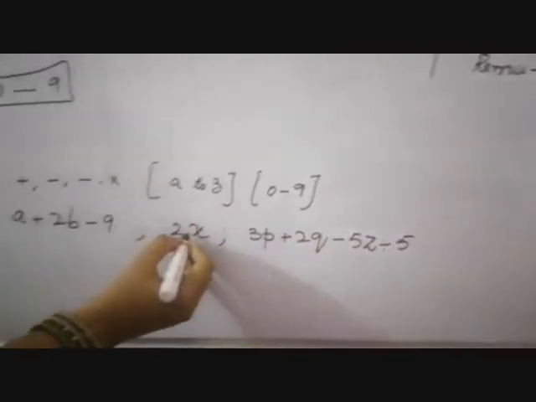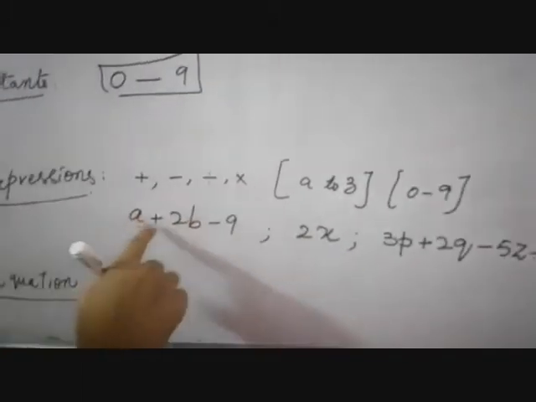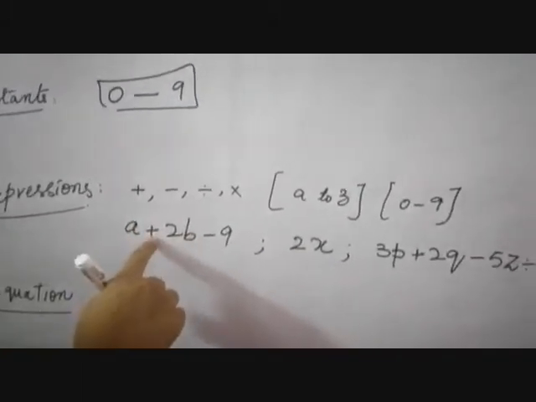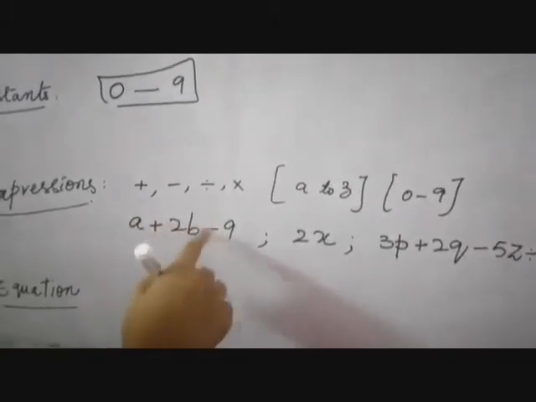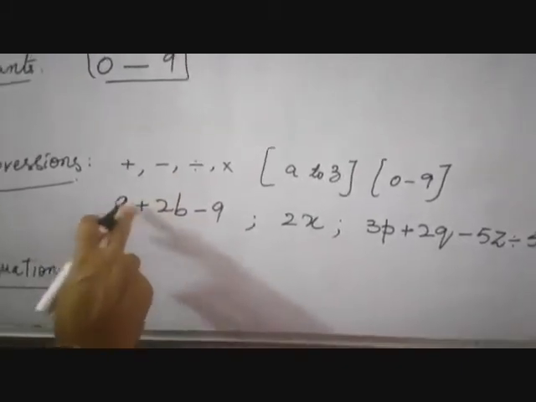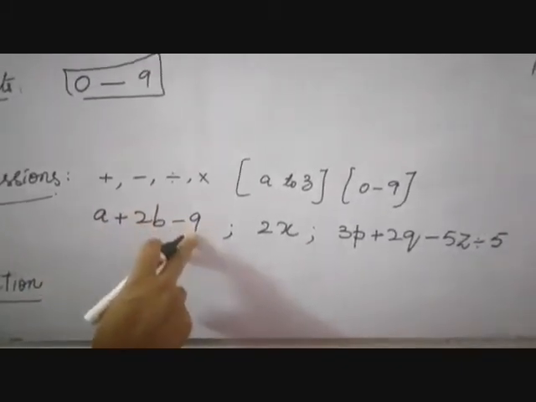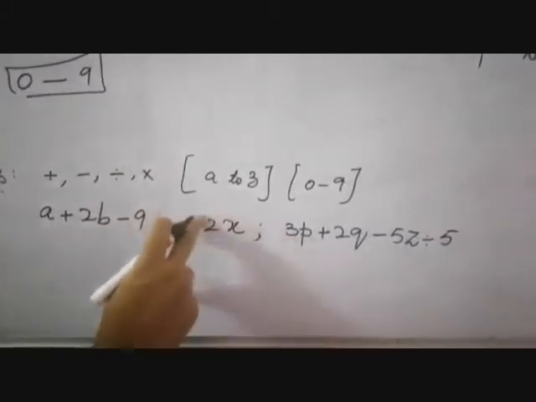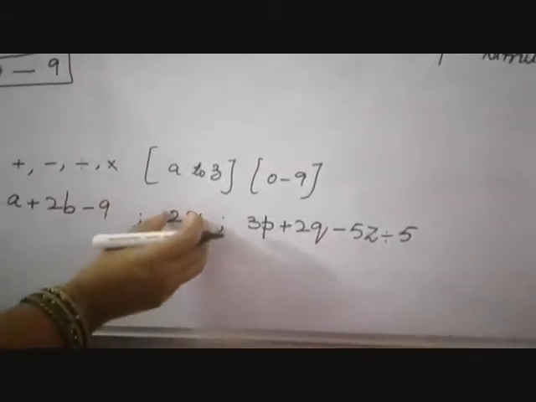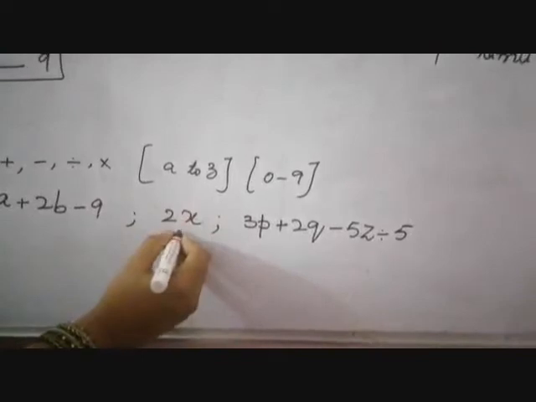Here 2 into x is 2x. Plus is a fundamental operation, minus and plus. We are using 2 fundamental operations here. a is a variable, 2 is a constant, 9 is a constant. When the expression has one letter, one term, these are called terms. One term is called monomial.